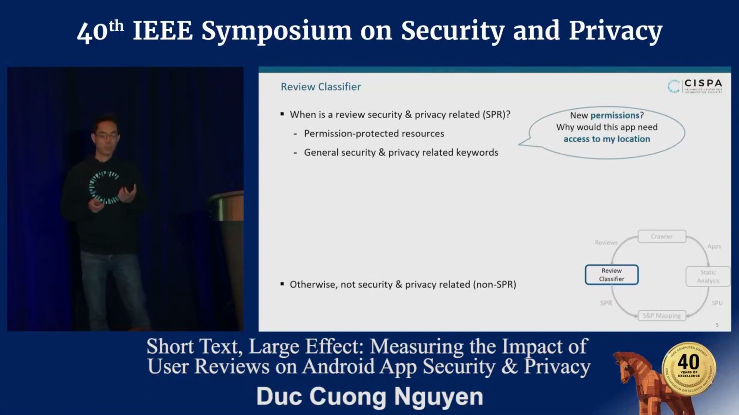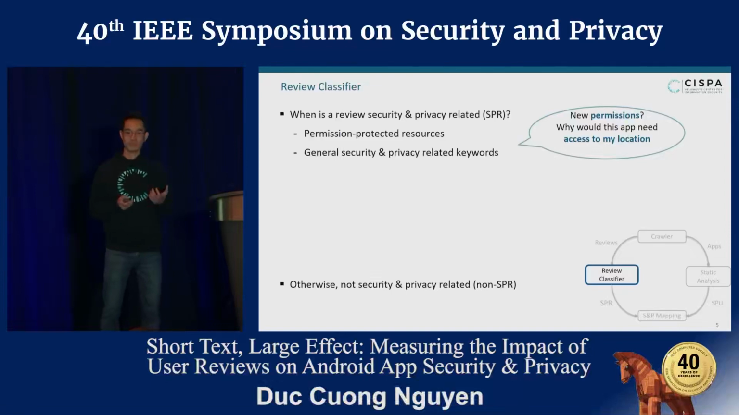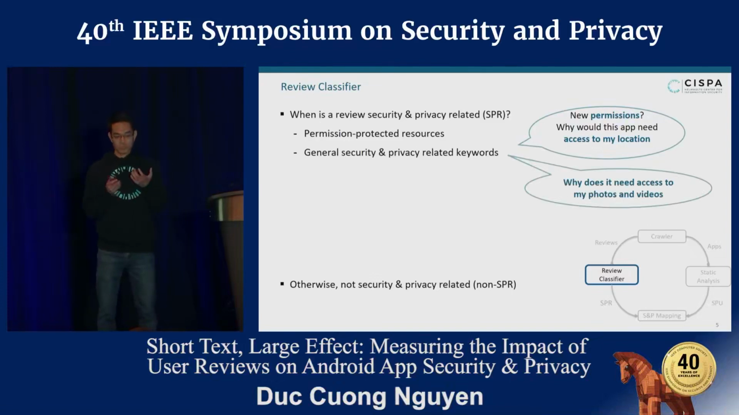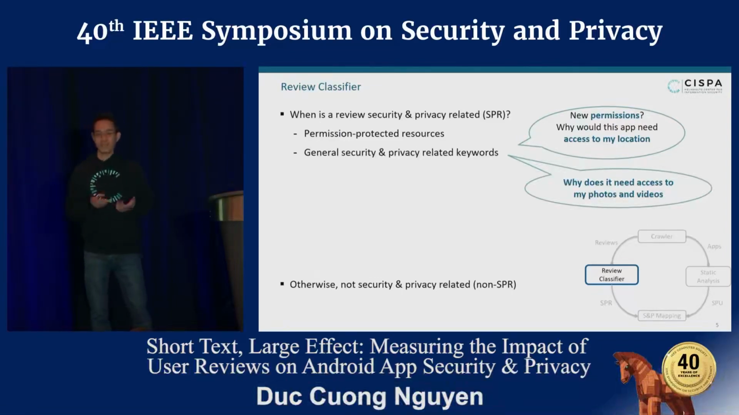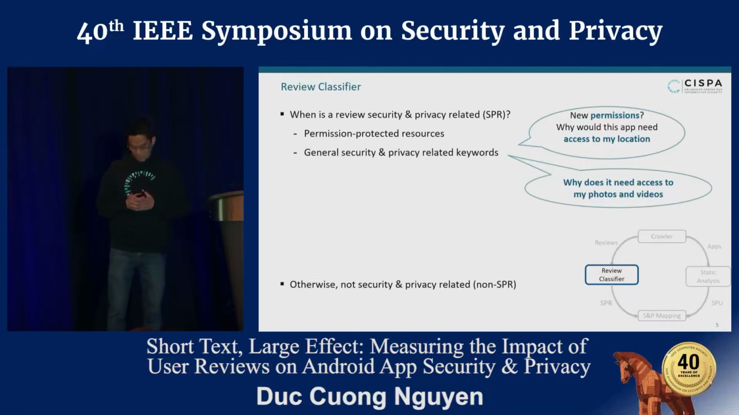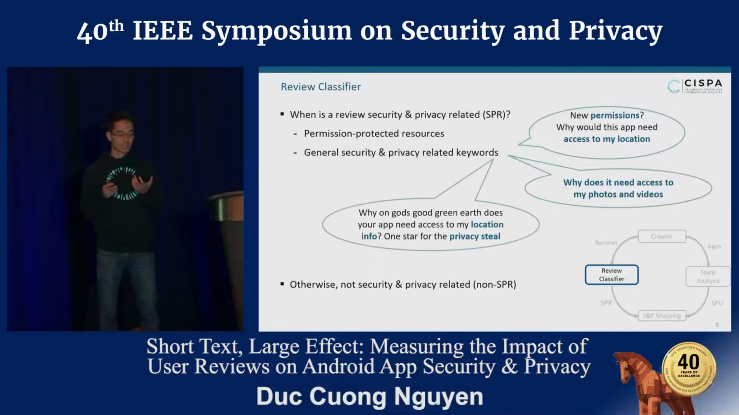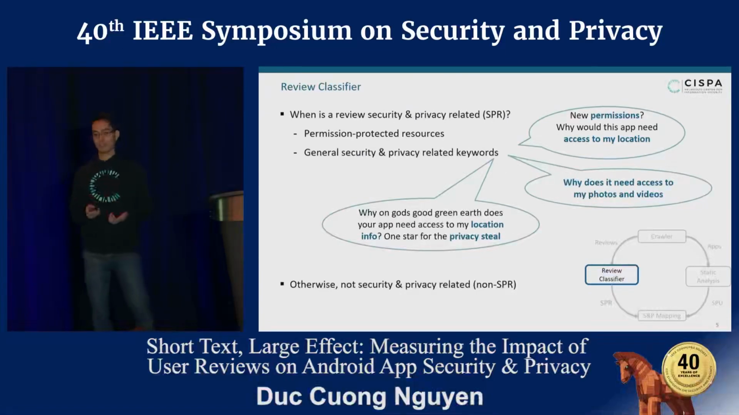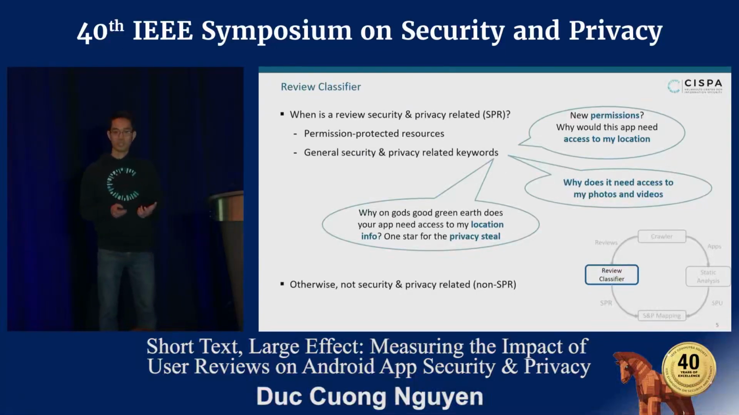To give you a few examples of what an SPR looks like, first, new permissions: why would this app need access to my location? So here, the user is talking about his or her location permission. Secondly, the second user says, why does it need access to my photos and videos? In this review, the user is talking about his or her storage permission. And last, why on God's good green earth does your app need access to my location info? 1 star for the privacy still. In this example, the user does not only talk about his or her location, but additionally is expressing concern regarding privacy.